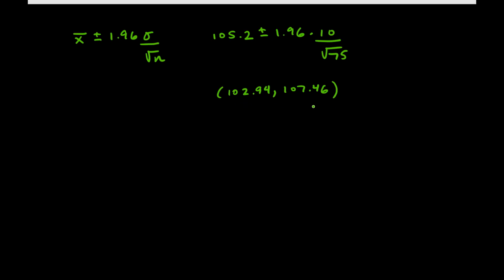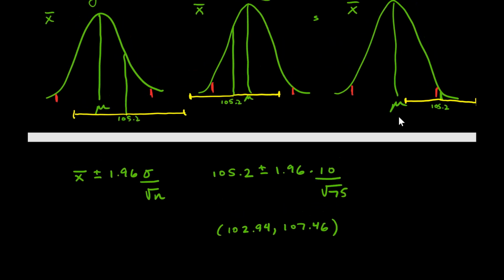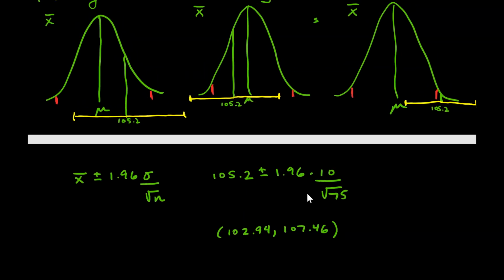Now remember, we don't know where that interval is. We don't know where our sample mean is in the distribution of sample means. So we're not sure if 102.94 up to 107.46 is something like this one, or something like this one, or something like this one. But we can be assured, based upon the process that we're going through, that we should have 95% confidence that this interval does in fact contain that true population mean.